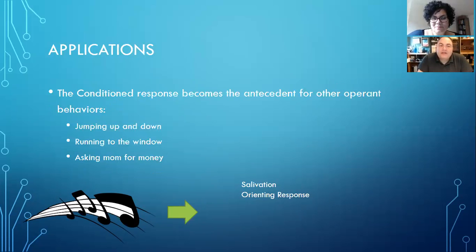Basically, in application, the conditioned response becomes the antecedent for other operant behaviors. So again, what happens when a child hears the ice cream truck song? They might be jumping up and down. They might be running to the window. They might be asking mom for money. And if those operant behaviors are reinforced, then you have an increased probability that those behaviors will occur in the presence of the ice cream truck.